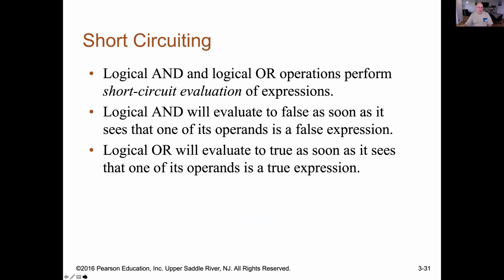Short-circuiting: logical and and logical or operations perform short-circuit evaluation of expressions. Logical and will evaluate to false as soon as it sees that one of its operands is a false statement. Logical or will evaluate to true as soon as it sees that one of its operands is a true expression.